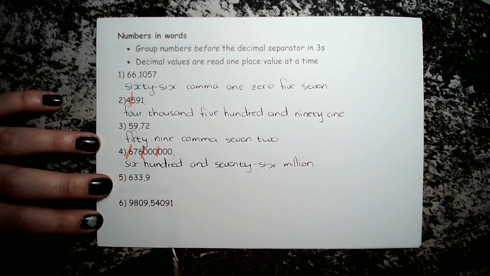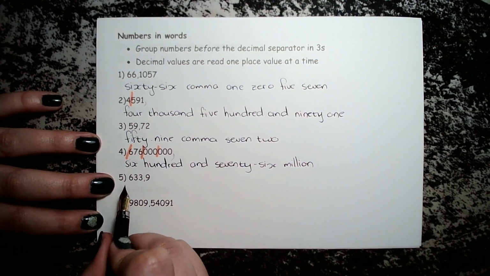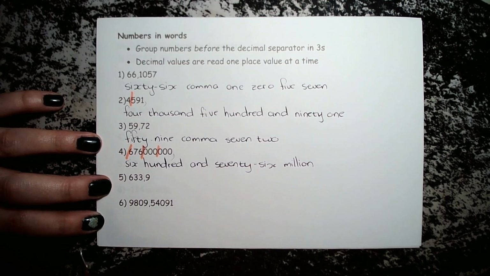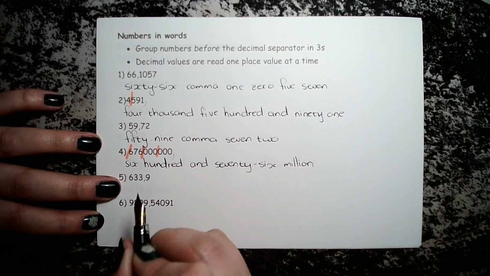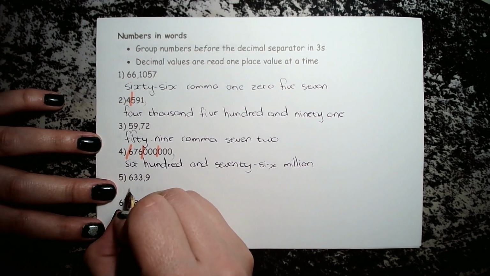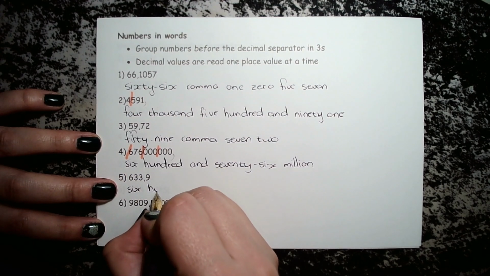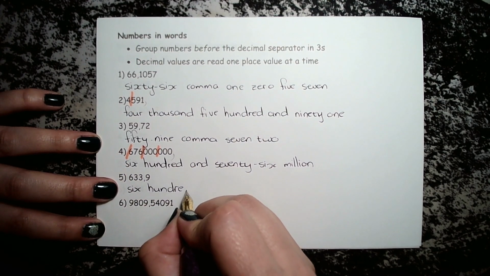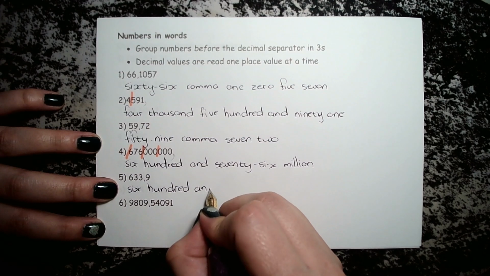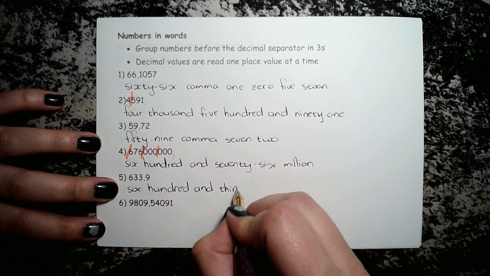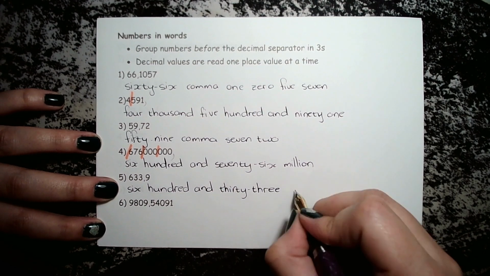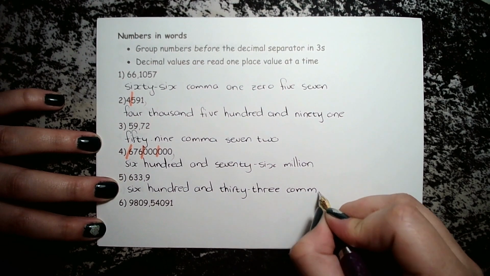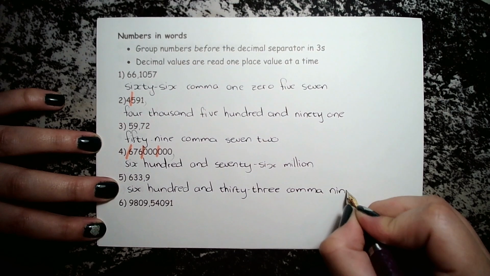Number 5, again, there is our comma. We've got our 3 numbers before that. We don't have to start grouping. So in our units, we have 633. As our decimals, we have 9. So 633, comma, 9.